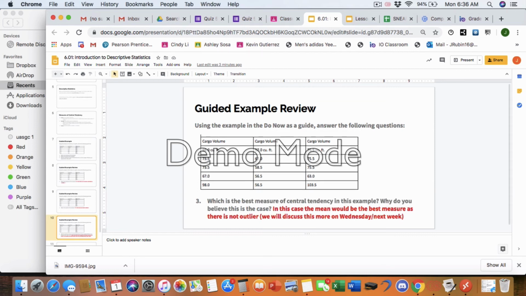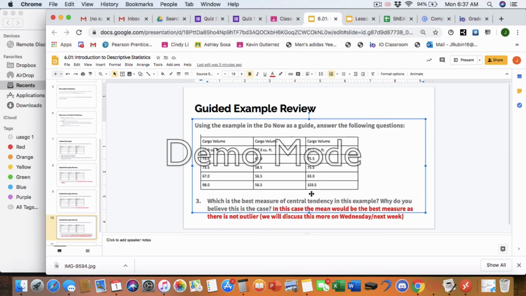Now, which is the best measure of central tendency? I'm going to tell you this much: the mode will never be, because the mode is simply the most common. It doesn't necessarily mean the middle. Your most common value could also be your lowest, so that wouldn't be a great measure. In this case, though, the mean would be good, because there is no outlier.